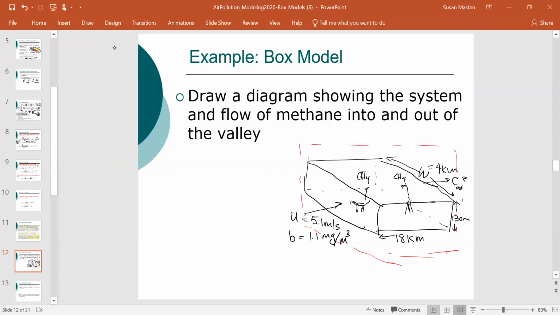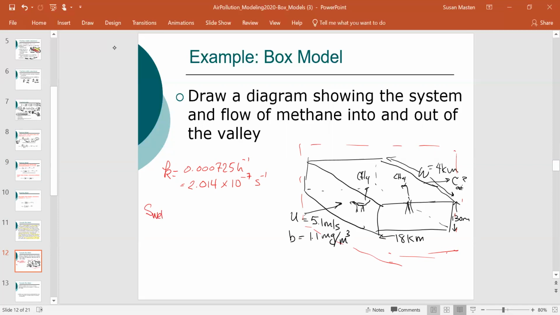We also have K equals 0.0000725 inverse hours. We need all our units to be consistent. That's 2.0 times 10 to the minus 7 inverse seconds.